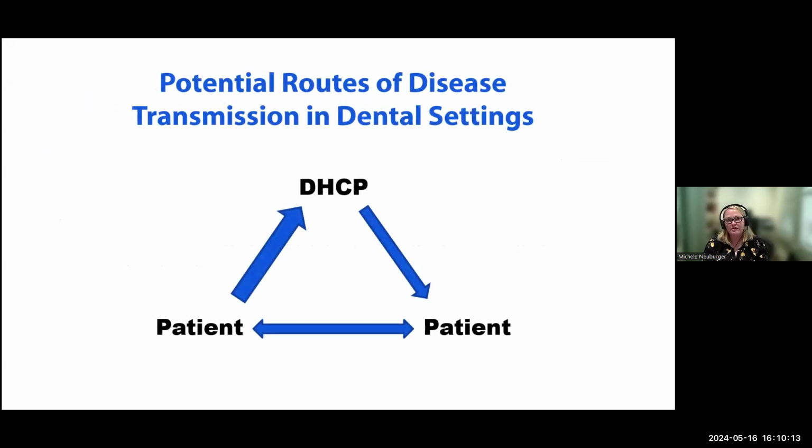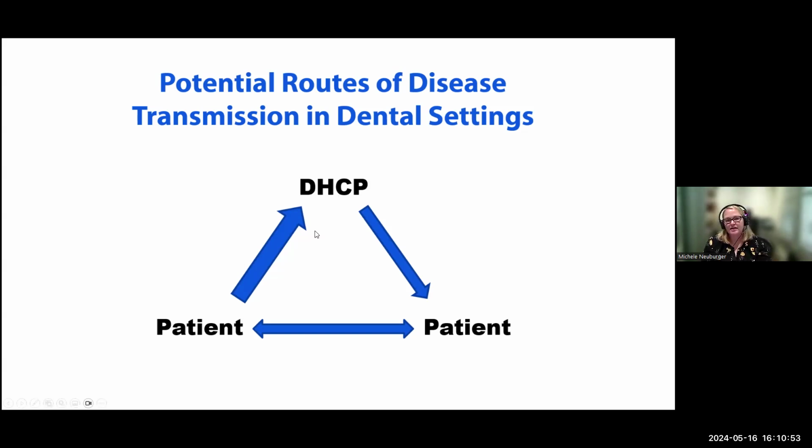So this slide, when I look at it, I realize it needs to be updated, because what you see here is just a general figure of potential routes of disease transmission in dental settings. Here, dental healthcare personnel or staff, and patients. Typically, when you're first starting out in dentistry and in school, a lot of emphasis is put on patients potentially transmitting infections to dental healthcare personnel. And it's very important to be trained on that because that can potentially happen.